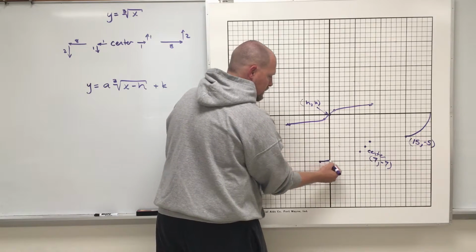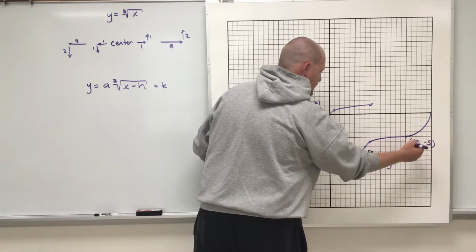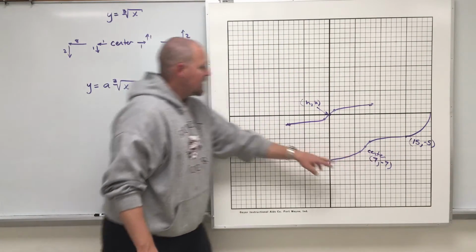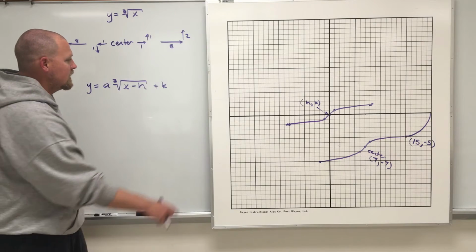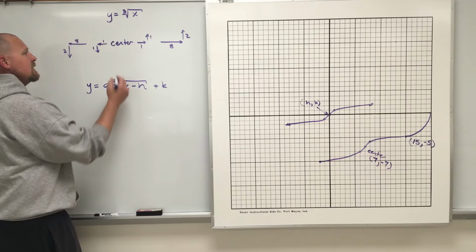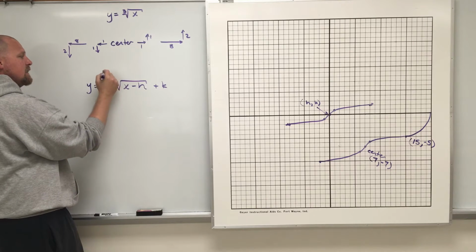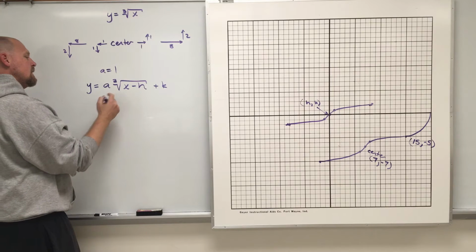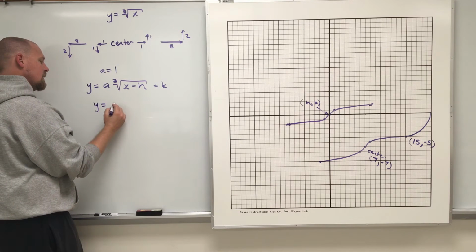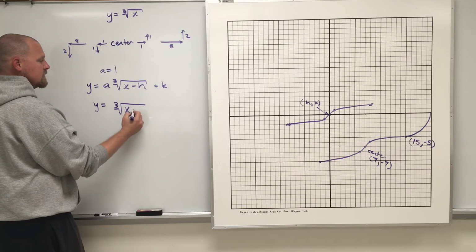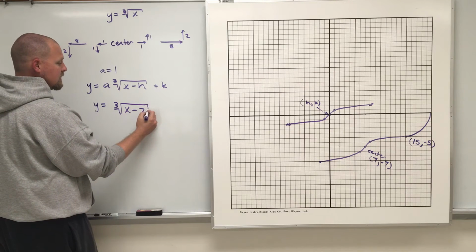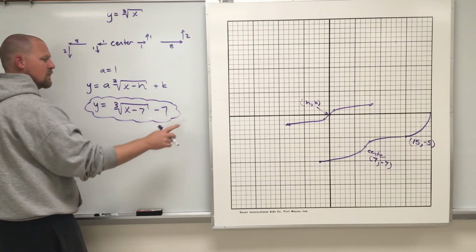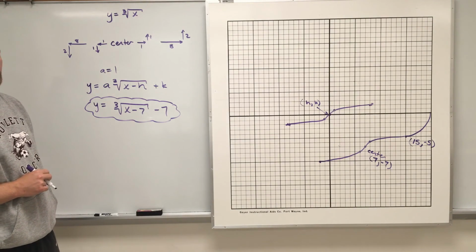So this here is a cubic function that passes through this point, 15, -5. And I found my center because I know my pattern. That tells me that my function, since I used the same pattern, has a equals 1. So y equals the cube root of x minus 7, and then k is -7 as well. This is the function for that cube root function.